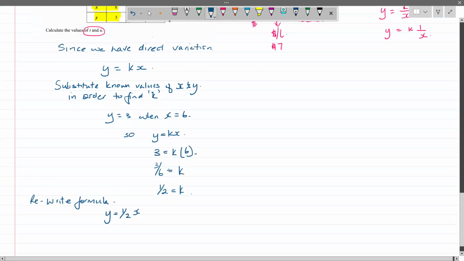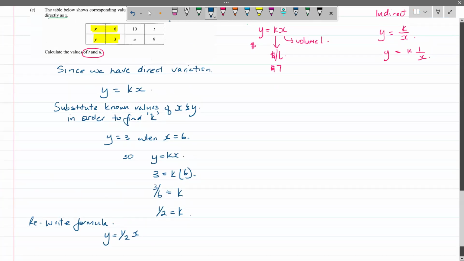So if we go back here now, look at this one. We want to find u when x is equal to 10. Go to our formula. Y is equal to a half x. So a half of 10. Y is equal to 5. Therefore, our value of u is 5.